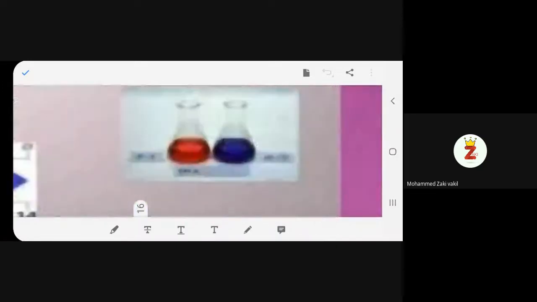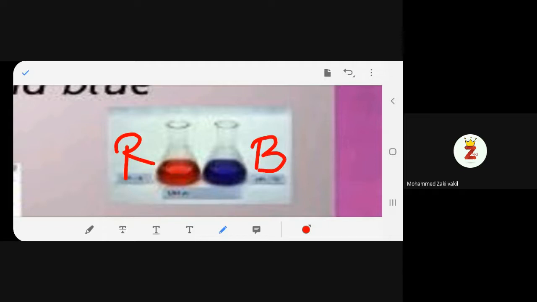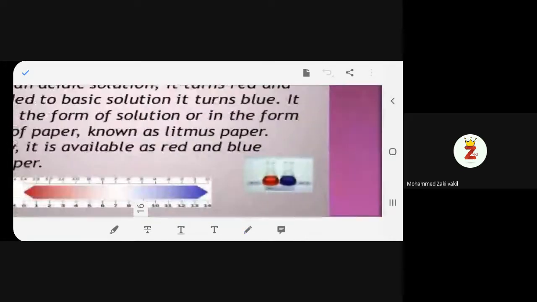Can you see the solution, beta? This is red litmus solution and this is blue litmus solution. Okay?